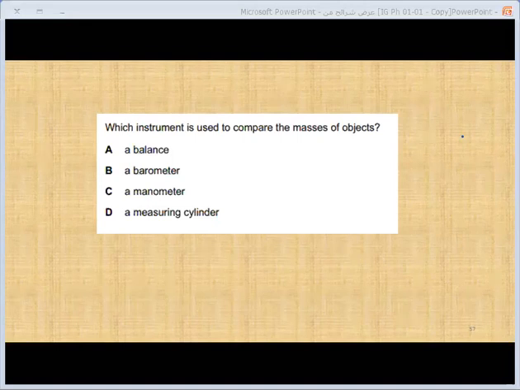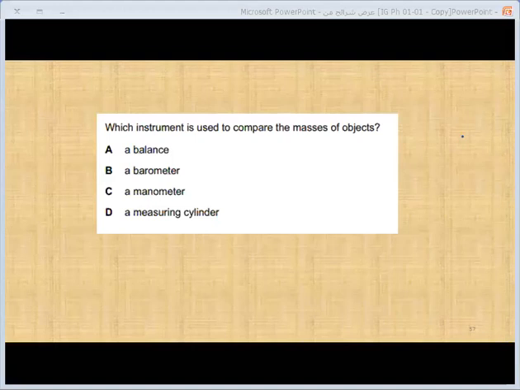Muhammad Ahmed. This is the second call. Muhammad Ahmed, I unmuted you again. Sorry, Mr., I had to do something. Okay. You don't know, Muhammad, or you want to answer? No, I want to answer. Go ahead. Which instrument is used to compare the mass of an object? D.